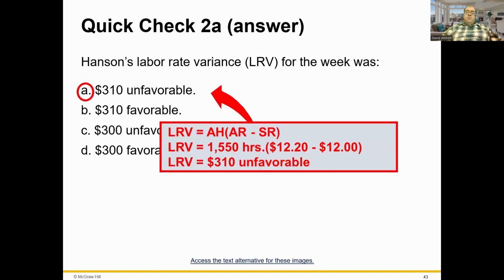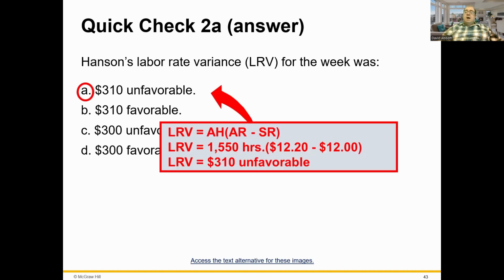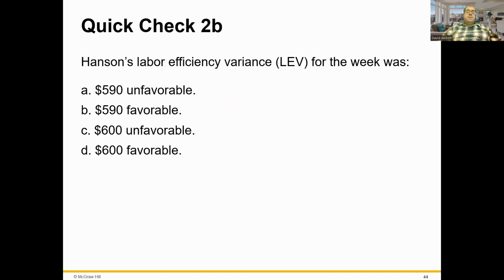And it's going to be $310 because you have 1,550 hours, and then you have $12.20 minus $12, so 20 cents. So 1,550 times 20 cents is $310, and that's unfavorable. Because it was actually, our rate was higher than what it should have been.